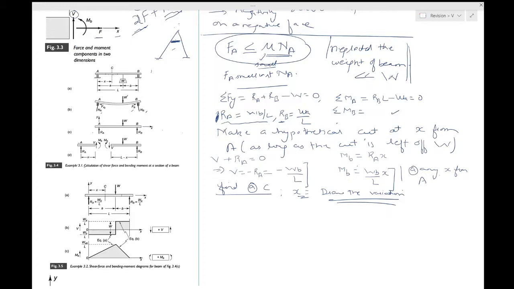Okay, and this will be playing a big role in chapters 6 and 8 when we see it later on. So the graph which shows the shear force plotted against distance, that's called a shear force diagram.